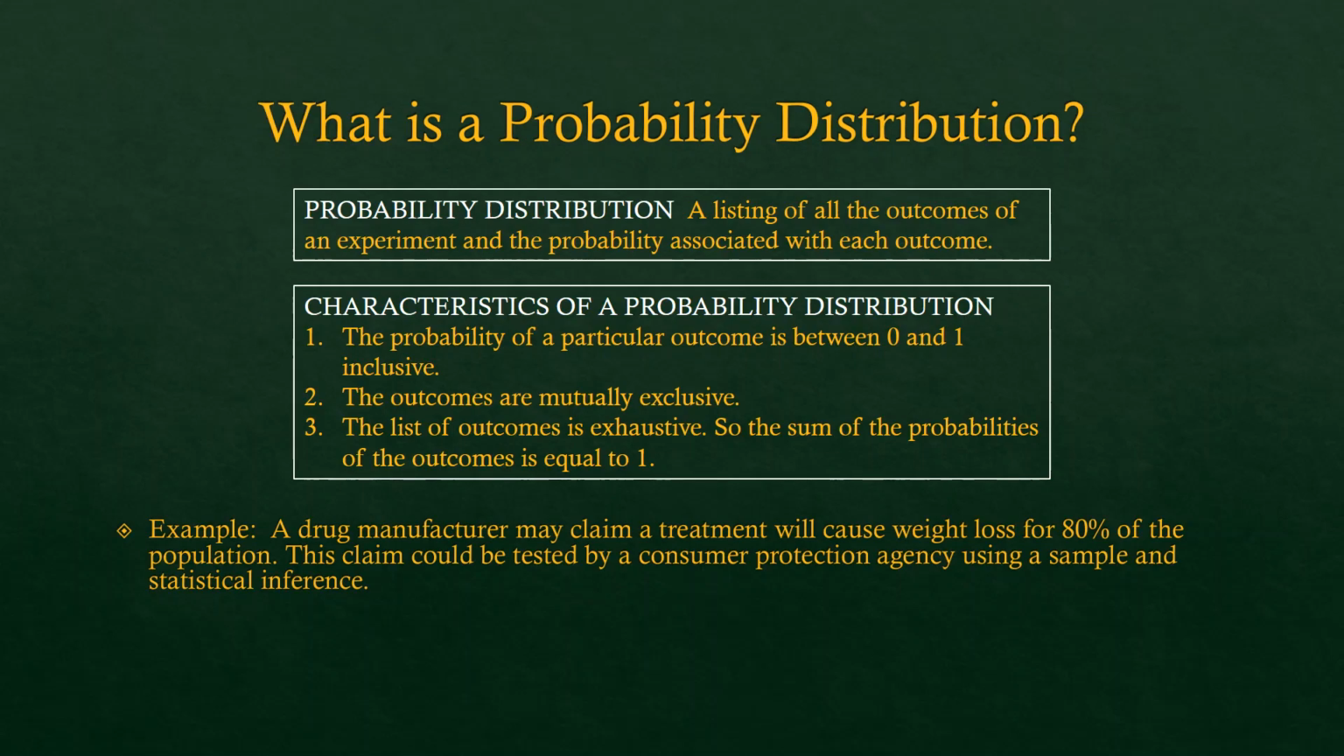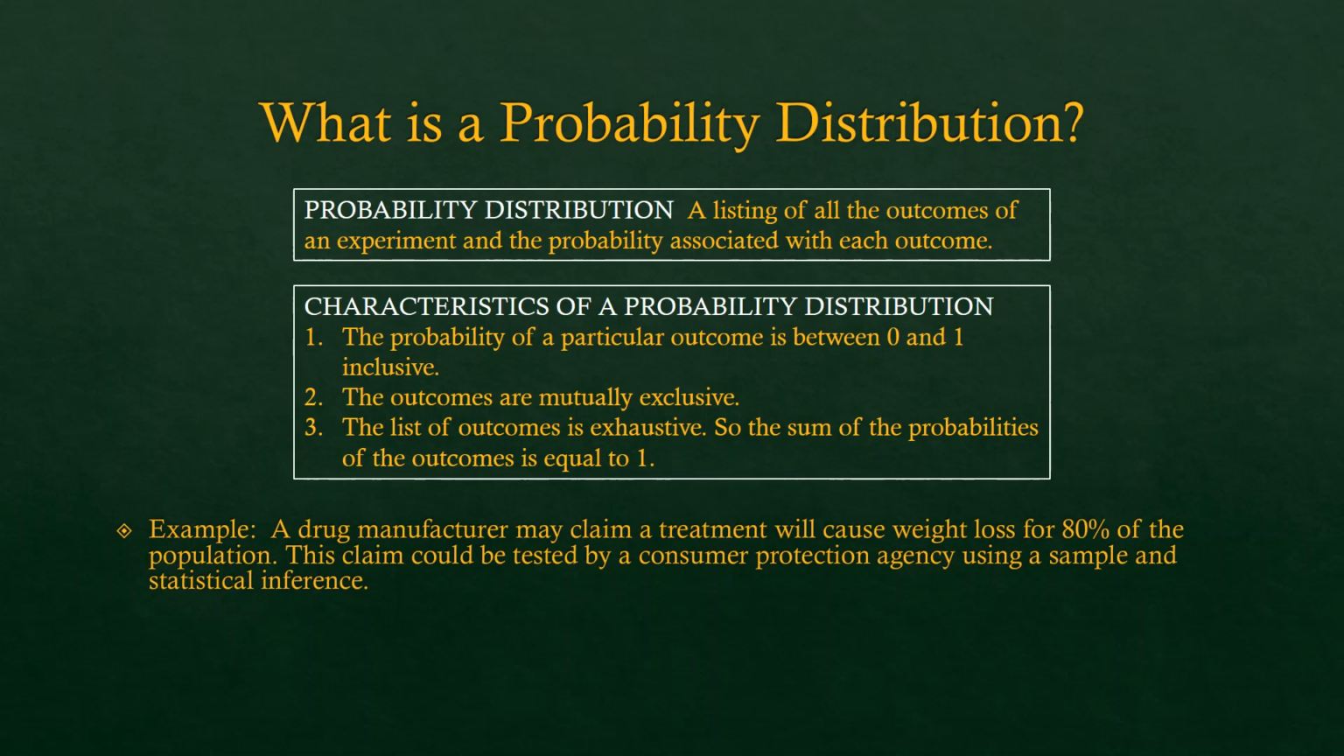So, what is a probability distribution? It is a listing of all of the outcomes of an experiment and the probability associated with each outcome.